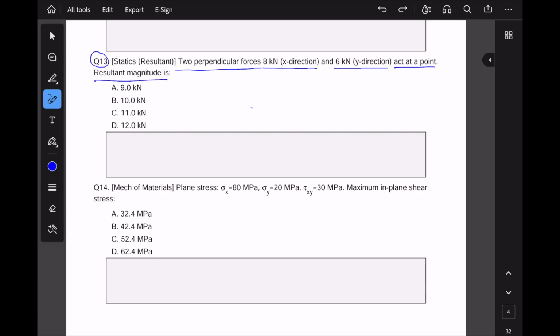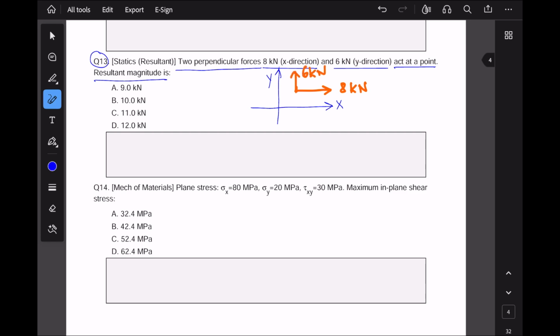Now you may illustrate this in a simple diagram in a 2D xy coordinate system. Draw the x-axis and the y-axis. Plot a point in the system where the forces will be acting at. Draw the 8 kilonewtons in the x direction, so it's parallel to the x-axis, and the 6 kilonewtons in the y direction, parallel to the y-axis.